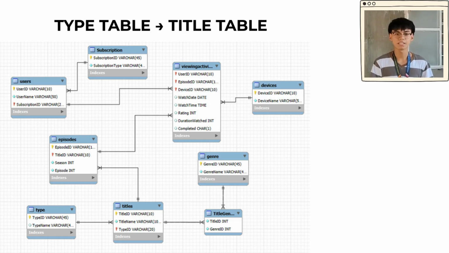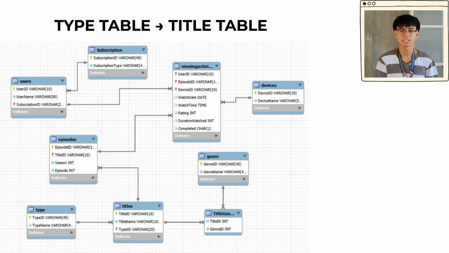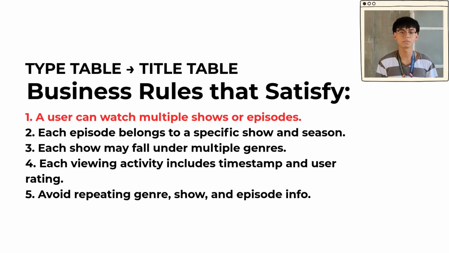The type table is related to the titles table through the type ID attribute, establishing a one-to-many relationship where a single type, such as movie or TV show, can be linked to many different titles, but each title belongs to only one type. This structure supports the business rules by ensuring that while a user may watch multiple shows or episodes, each title is clearly categorized under one type, avoiding redundancy in storing information about whether it is a movie or a TV show.